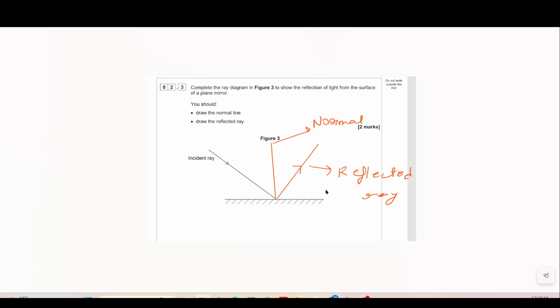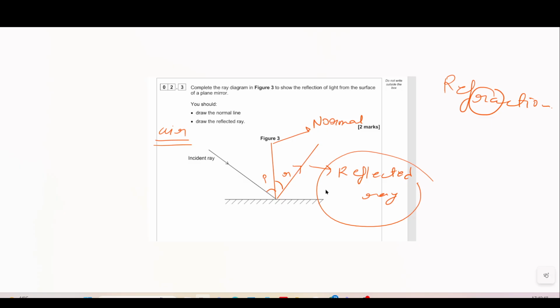If they ask you to draw an angle of incidence, this is the angle of incidence and this is the angle of reflection. Reflected means it bounces back into the same medium. Here the medium is air, the incident ray comes, strikes this surface and bounces back. This is called the reflected ray. But if the medium changes, that is called refracted. R is refraction, and this is reflection.